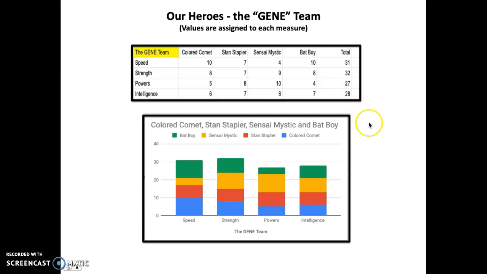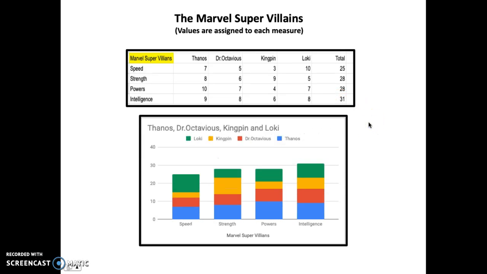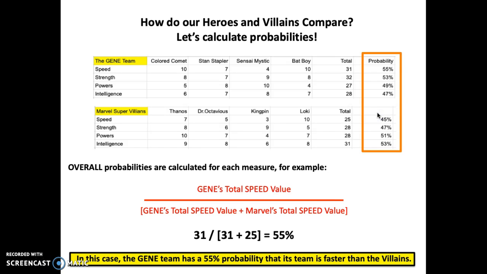The Marvel Supervillains is made up of 4 characters: Thanos, Dr. Octavius, Kingpin, and Loki. I also added their character values and presented them. The objective now is to compare both teams according to their total character values to determine which team has the probability of beating the other.